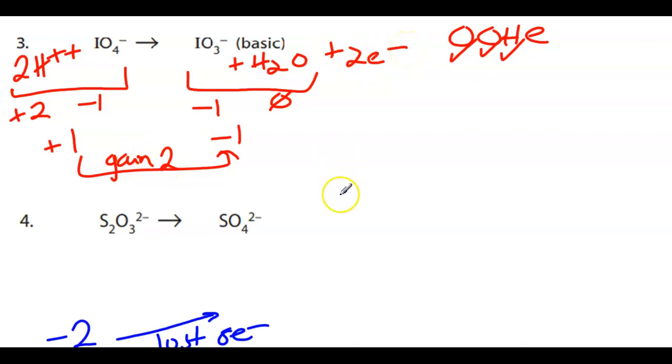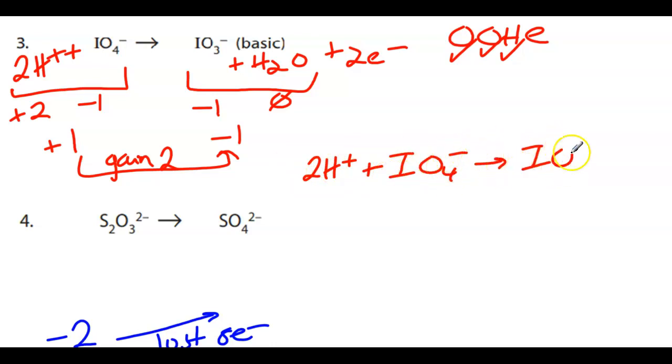So I'm just going to clean this up a little bit. It's a little bit messy. So we have 2 hydrogen ions plus IO4-, IO3- plus water plus 2 electrons. Okay, so that's what we have so far.